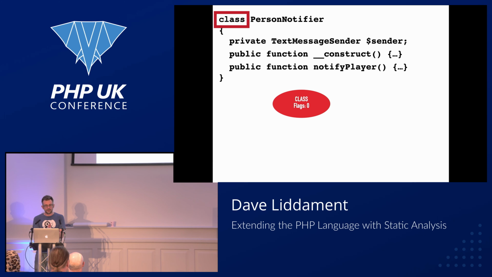So we've got a class. So this is something called a class node. And then they might have properties. So we'll come back to this. It's got flags as a property on it, which is set to 0. We'll look at flags in a bit.